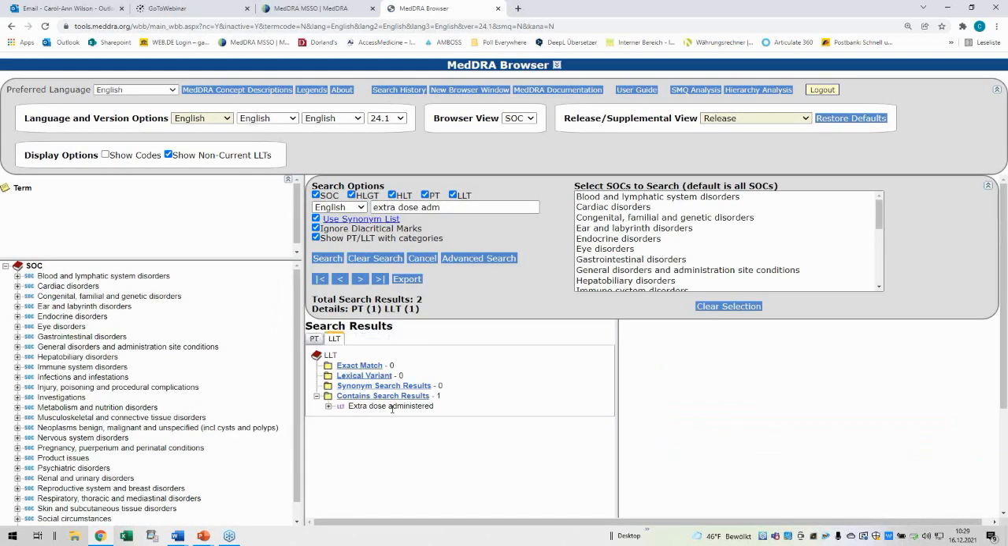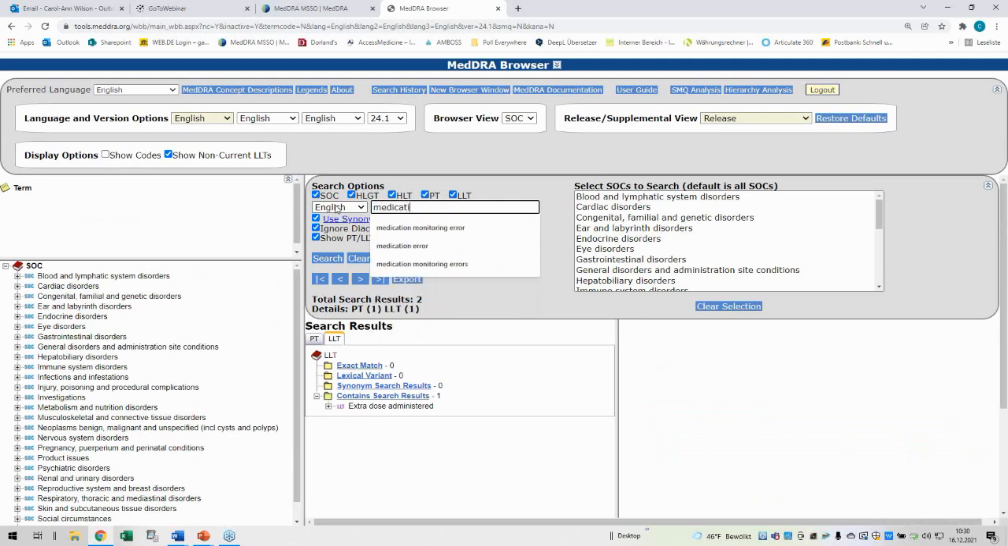But is the extra dose administered appropriate? Extra dose administered means that two separate doses were administered. A dose is one dose given at one time. Here we had one dose that was given to the baby, but it was too high. So it was not an extra dose, it was one dose.